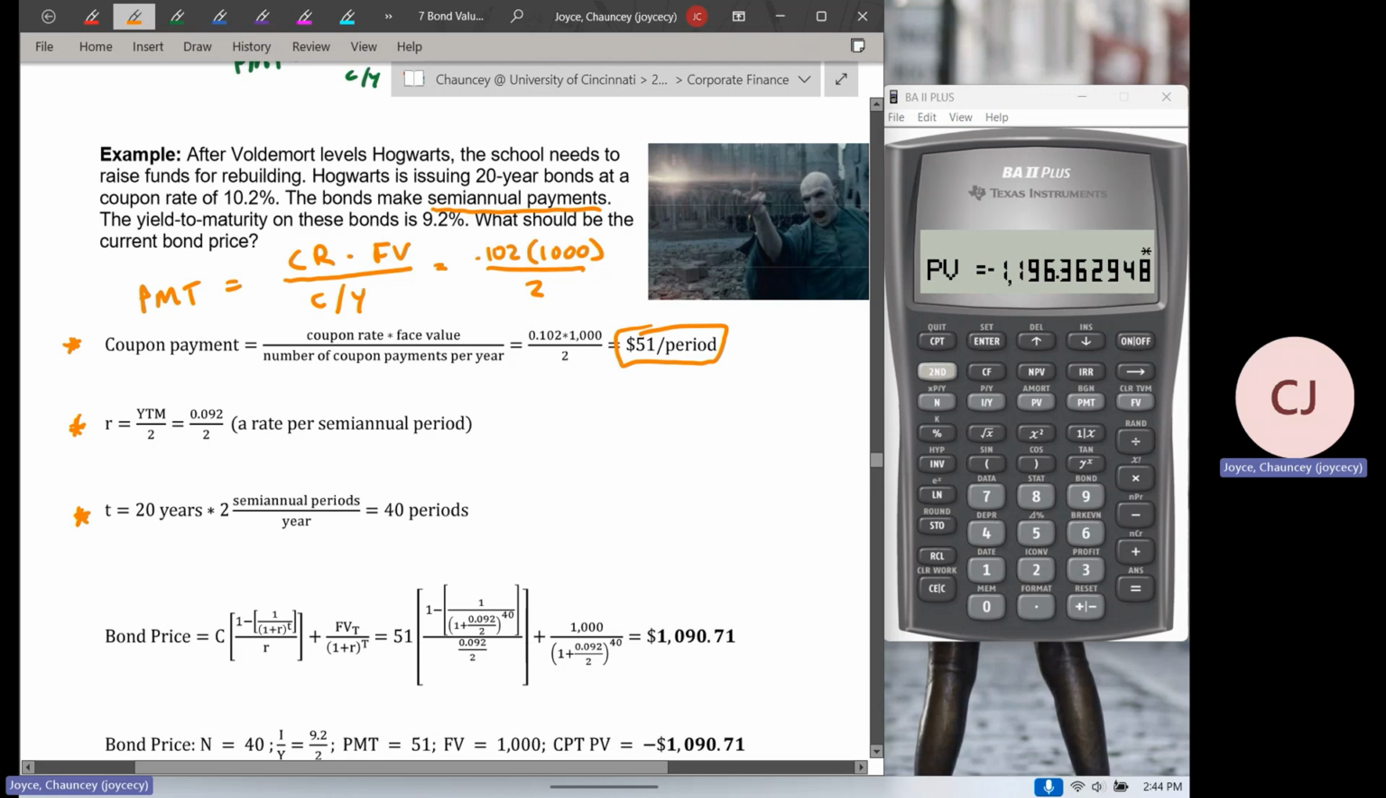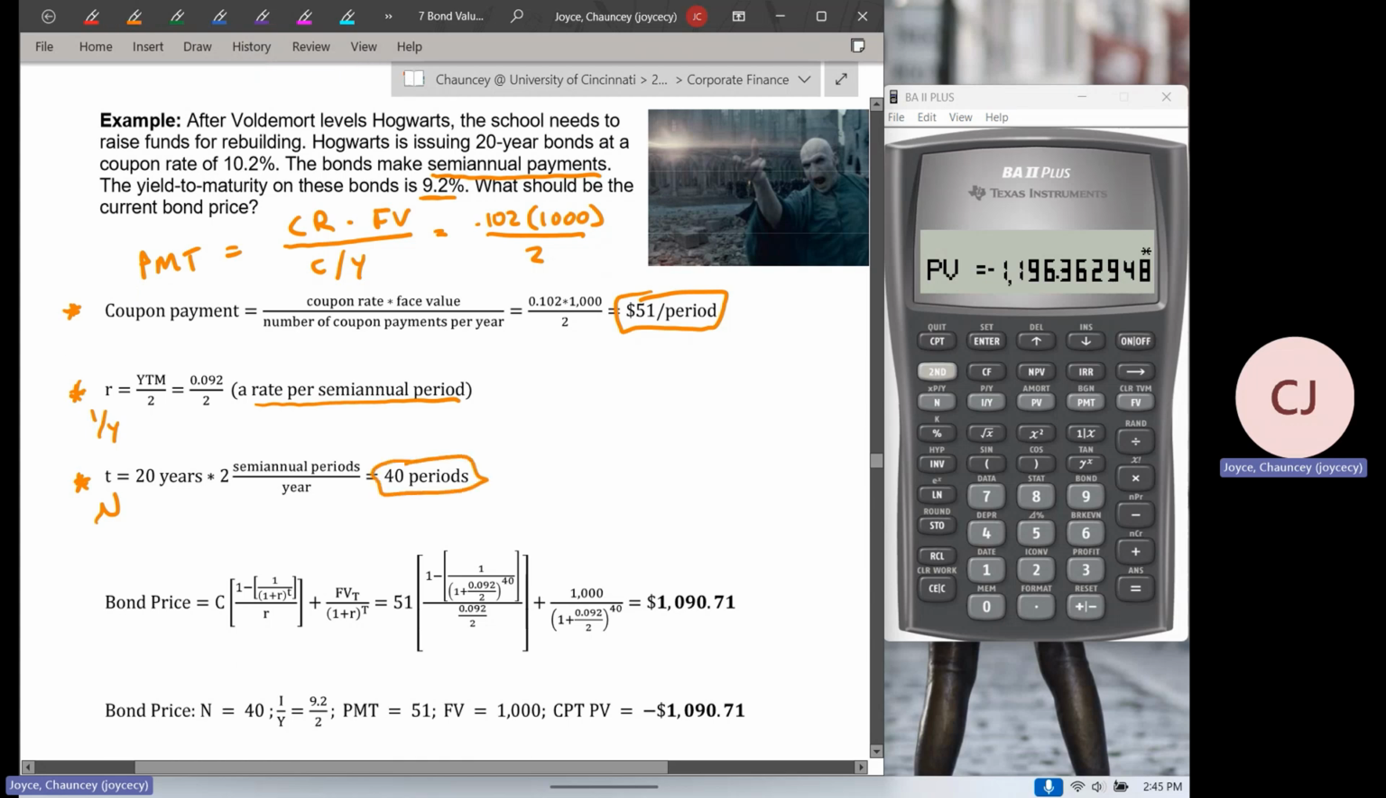51 per period. Next is your yield to maturity per period. We're going to convert that into a yield per semi-annual period. So you just take the yield to maturity of 9.2, divide by 2. That would be your I/Y, and N is 20 times 2 semi-annual periods per year. It gives you 40 periods.